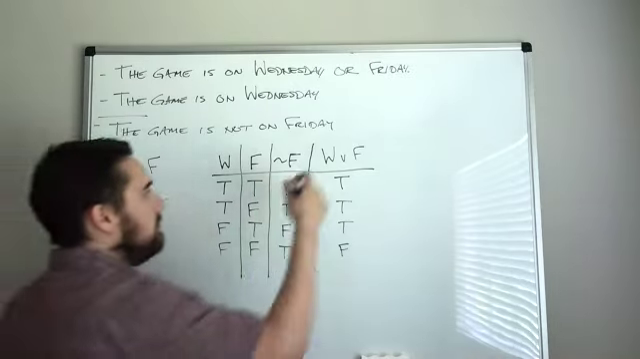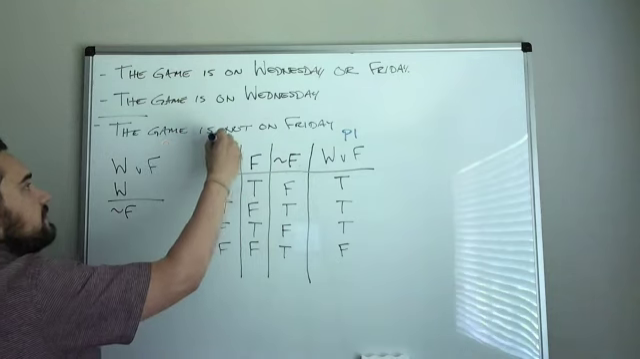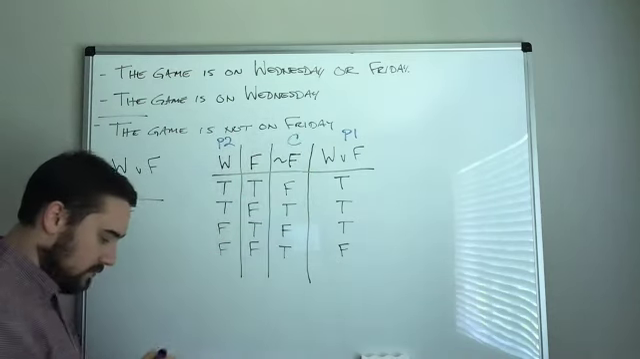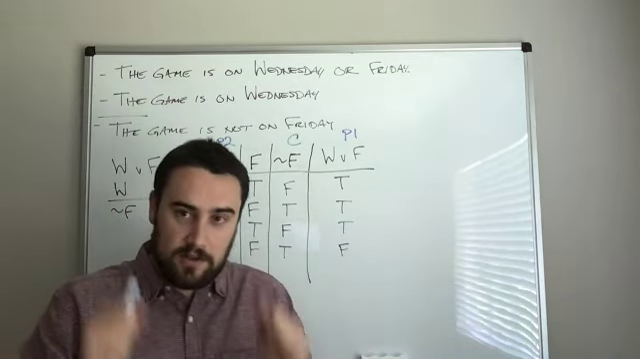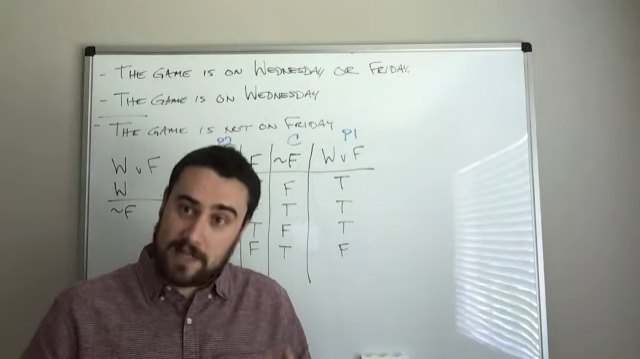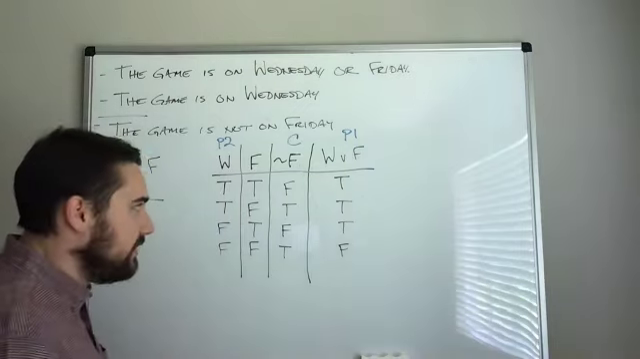So, again, I'm going to label the premises. This is premise 1, W is premise 2, and the conclusion is tilde F. So, again, we are looking for a row in which we have all true premises and a false conclusion. That's going to indicate to us whether or not the argument is valid or invalid, right?